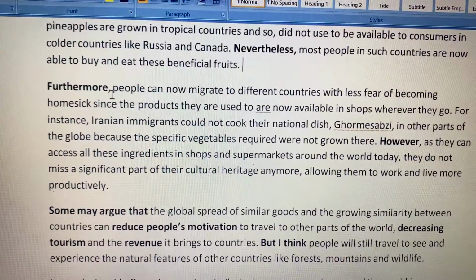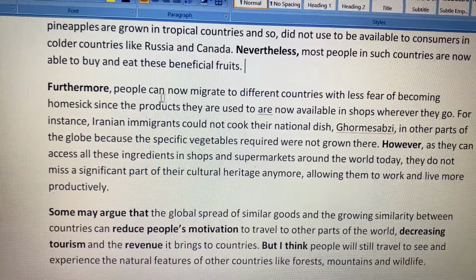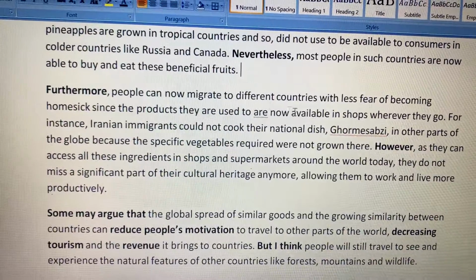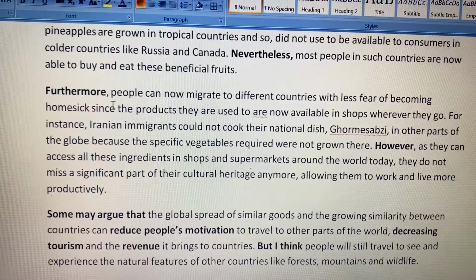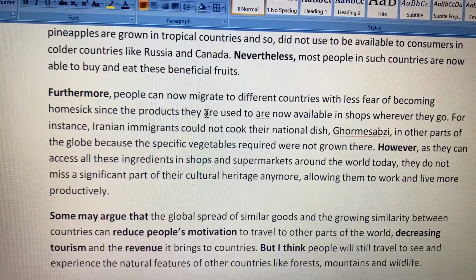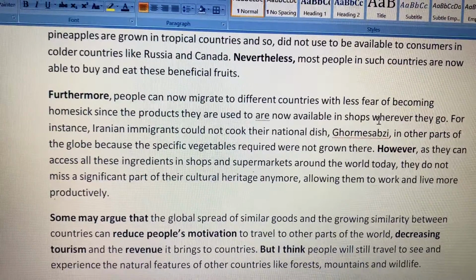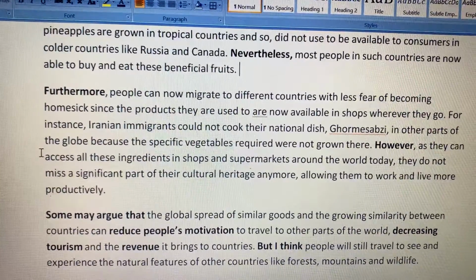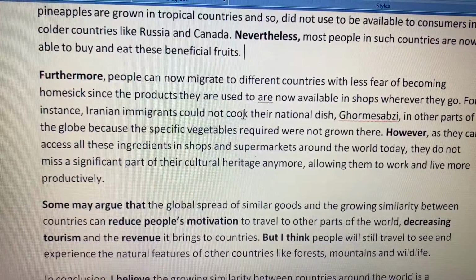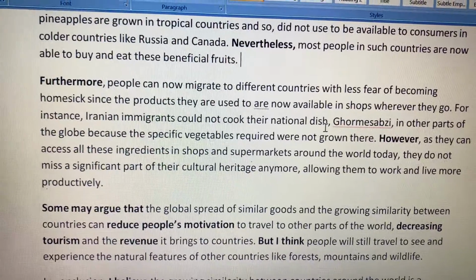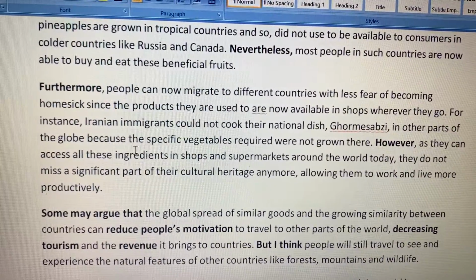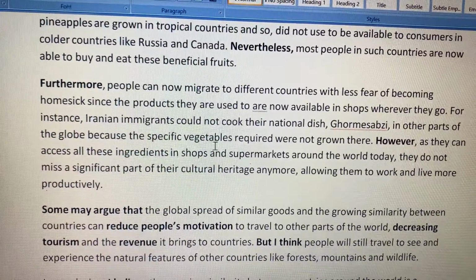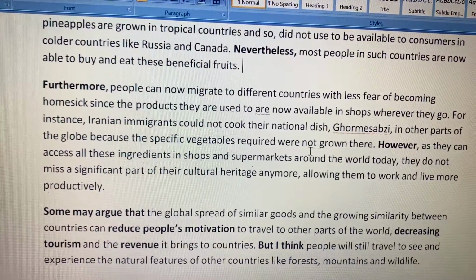Next is BP2. Furthermore, people can now migrate. Migrate means move, travel to different countries with less fear of becoming homesick since the products they are used to are now available in shops wherever they go. For instance, means for example, Iranian immigrants couldn't cook their national dish in other parts of the globe, means world, because the specific vegetables required were not grown there.